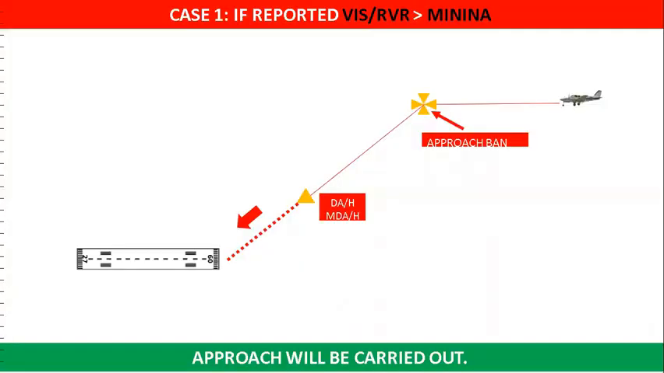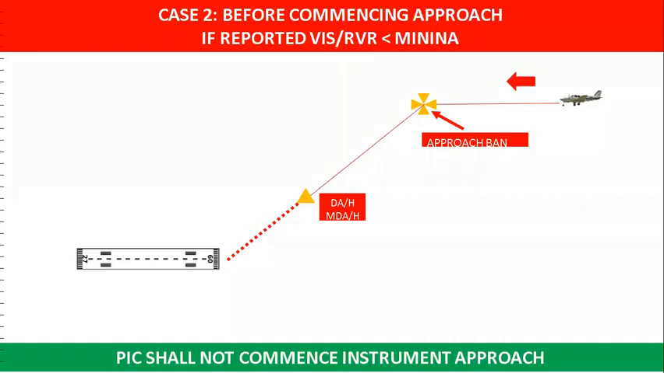Suppose reported RVR or visibility is greater than minima. It means weather is good, and the approach will be carried out. Suppose before commencing the approach, the reported visibility or RVR is less than my minima. Then I will not commence the instrument approach procedure.